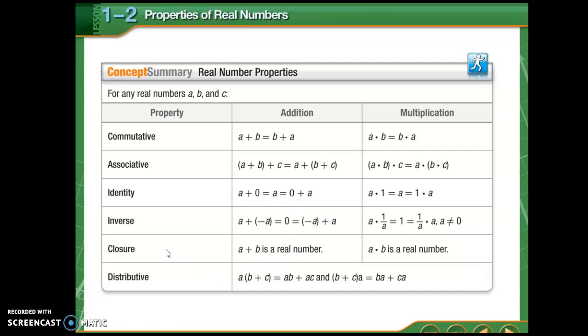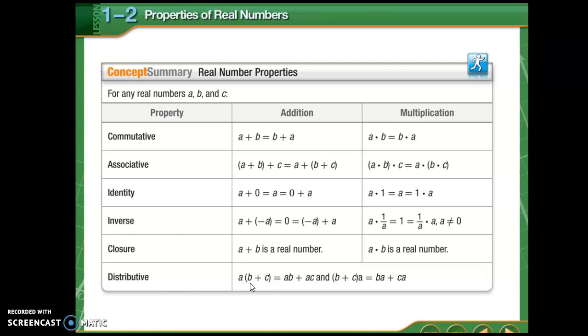Alright, next property is closure. So A plus B is a real number, since A and B are real numbers, so the sum of the two numbers is also a real number. A times B is a real number. Since A and B are real numbers, if you multiply the two numbers together, the product is a real number as well.